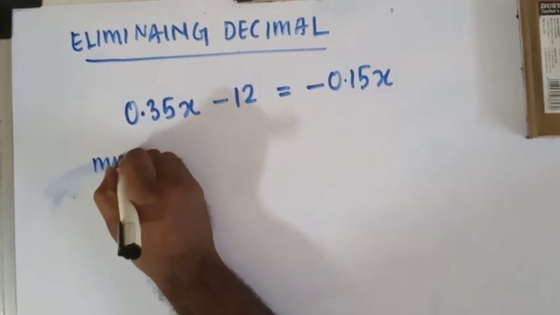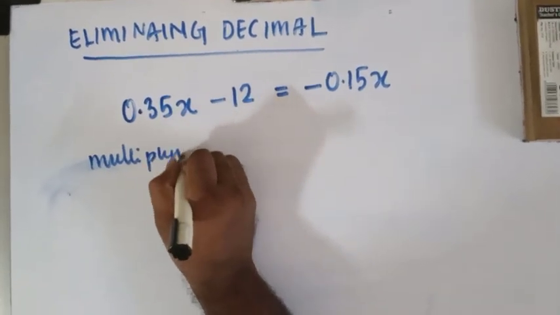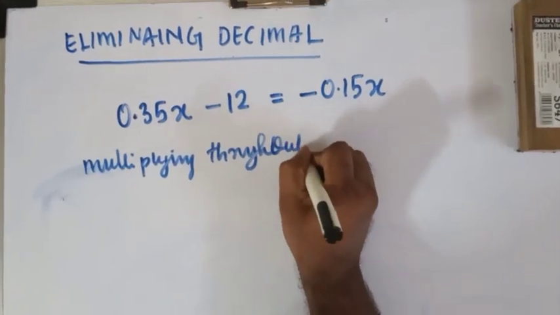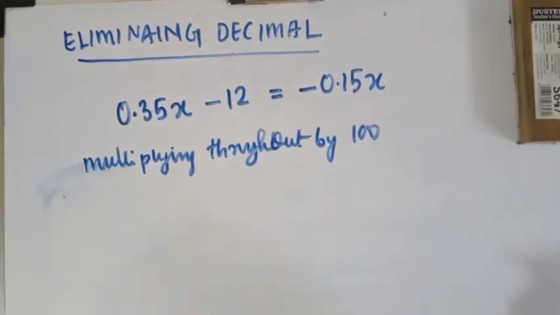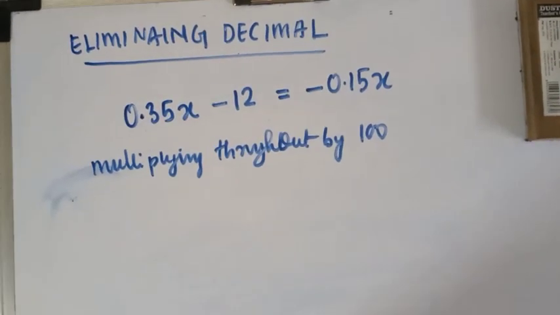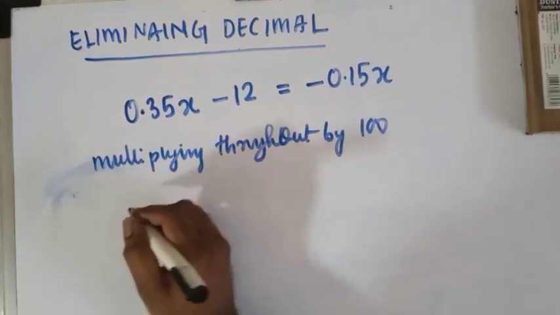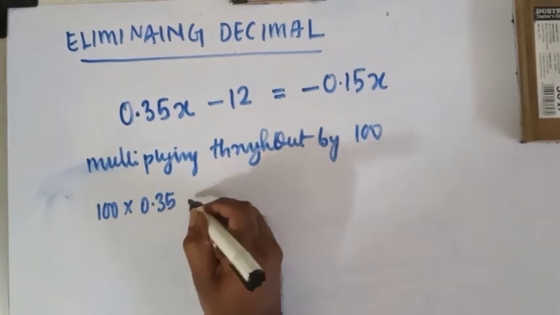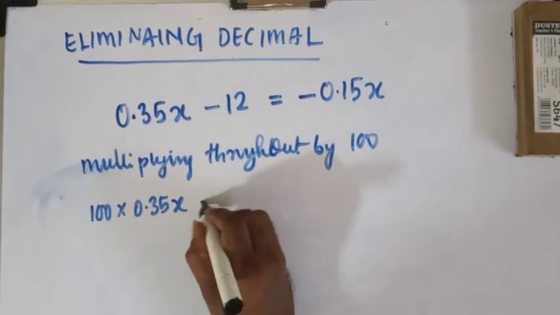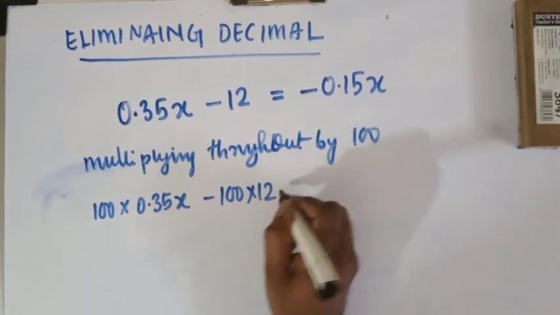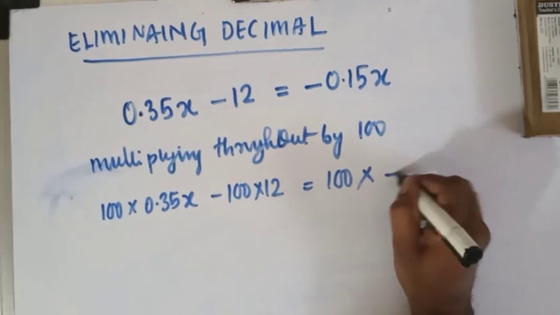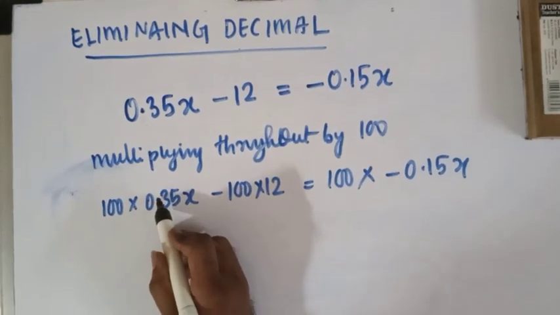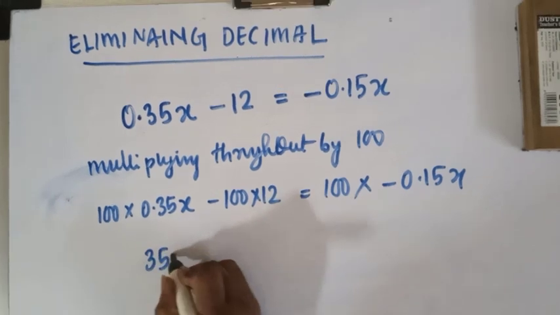Multiplying throughout by 100. So throughout you will be multiplying by what? You will be multiplying by 100. So when I multiply throughout by 100, what happens? This becomes 100 into 0.35x, this becomes minus 100 into 12, and this becomes 100 into minus 0.15x. So 100 into 0.35, ये पॉइंट निकल जाएगा और ये हो जाएगा 35x.